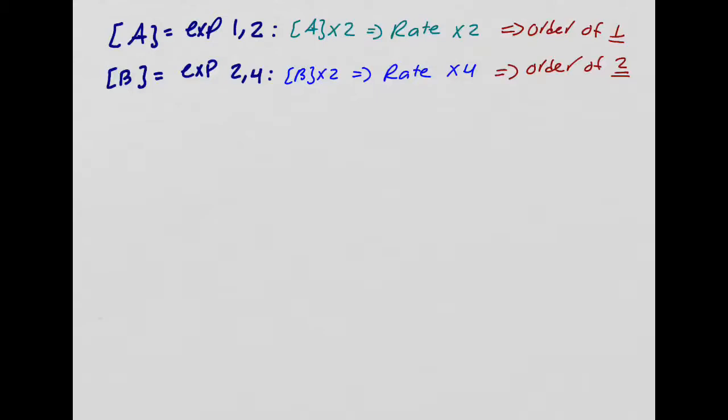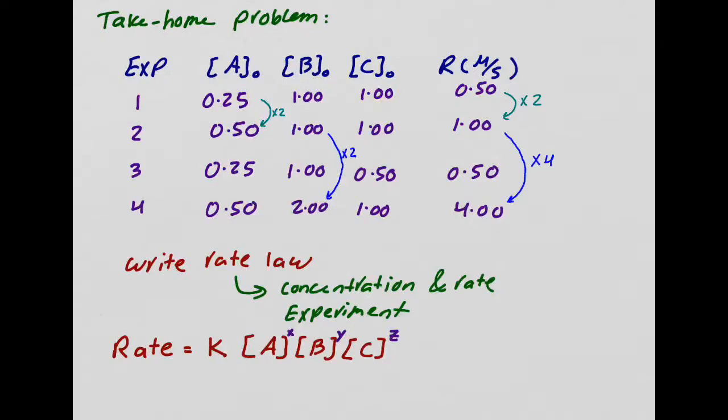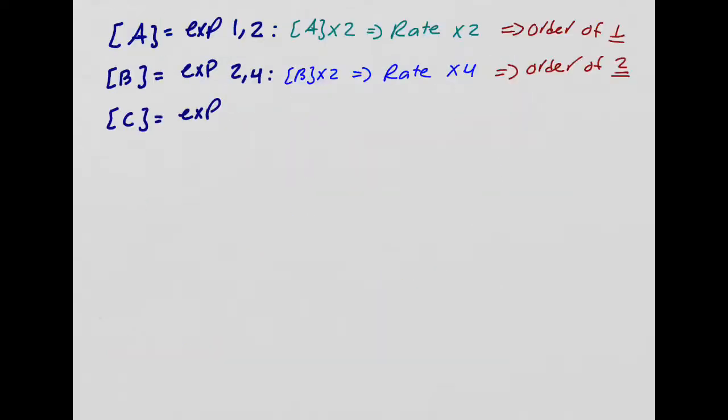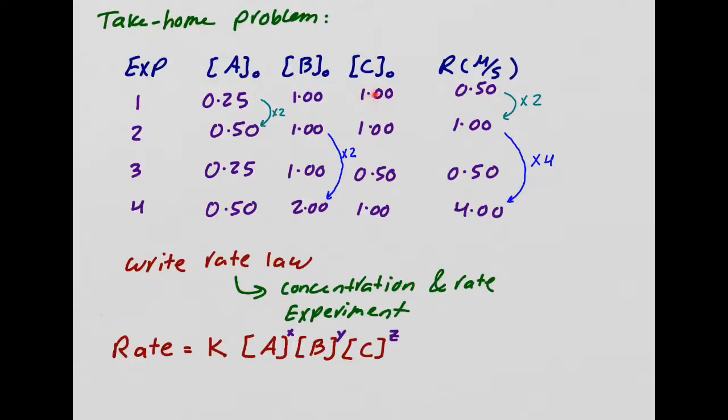That means that concentration really affects the rate. All right. So now the last one to figure out is concentration of C. So I'm going to get 2 experiments that only C is changing. If you look at it, that would be experiment 1 and 3. If I look at experiment 1 and 3, C is changing, B is not changing, and A is not changing. And that's what you want, because again, you want only one variable at a time.